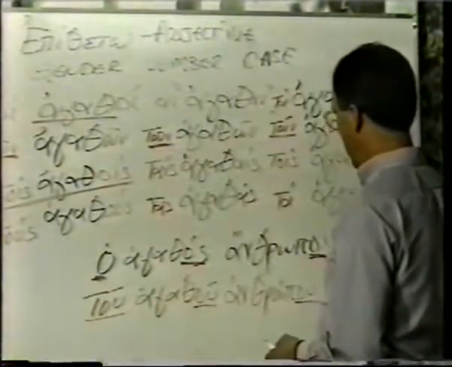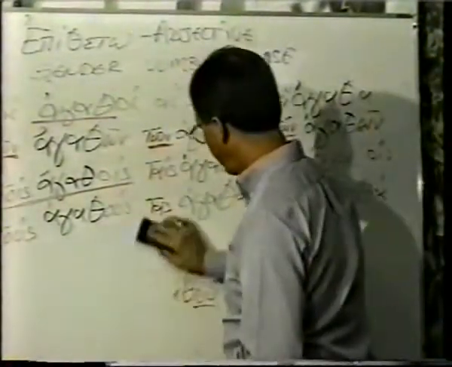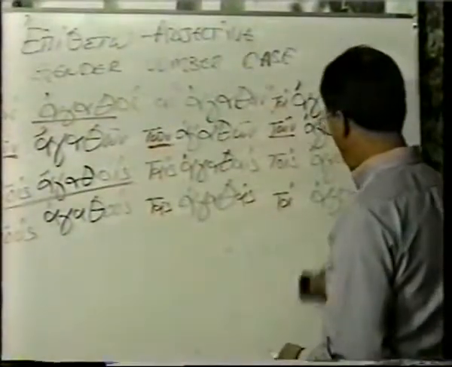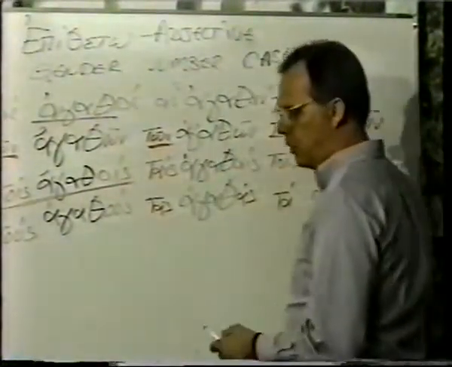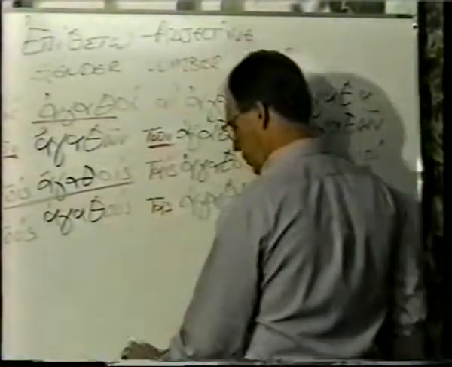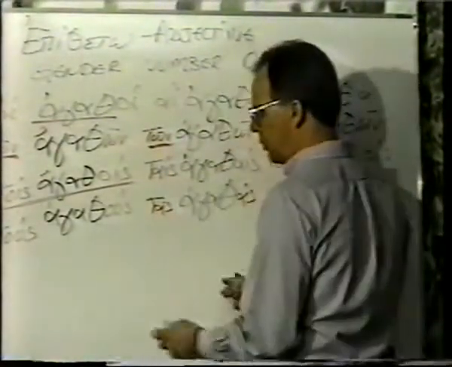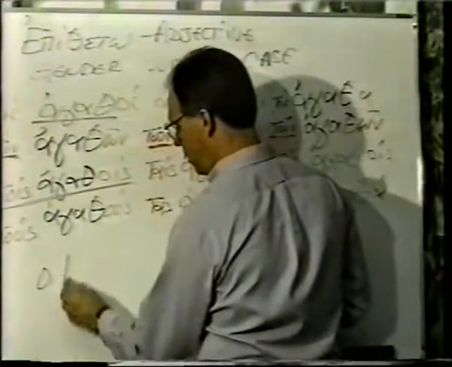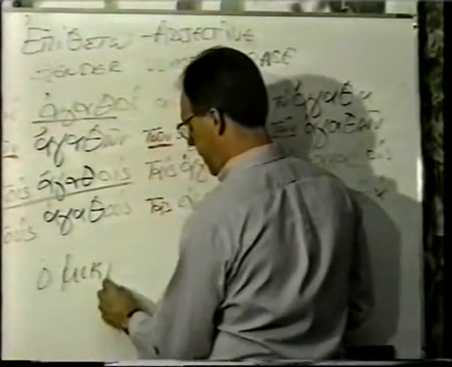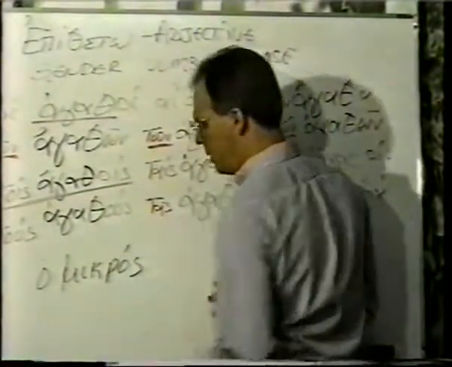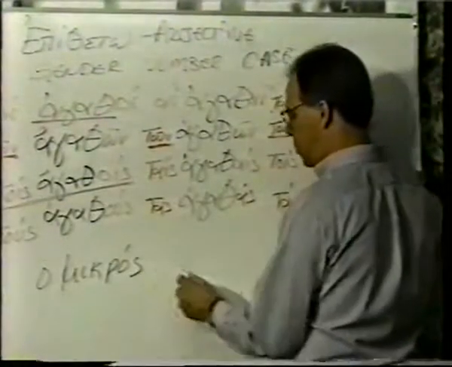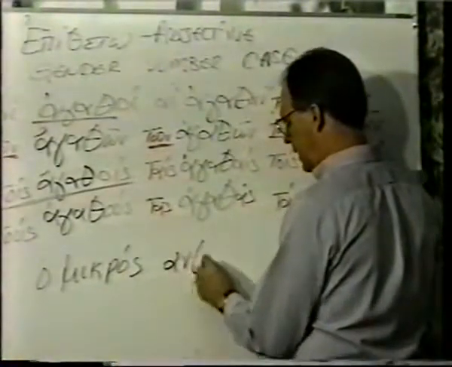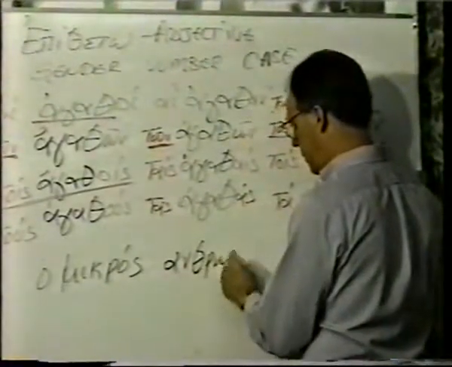Now let's look at another adjective. We have looked at agathos, which means good. Let's look at another one, mikros. Let's say o mikros. Mikros means small. Let's put o mikros anthropos again, since we are now familiar with this word.